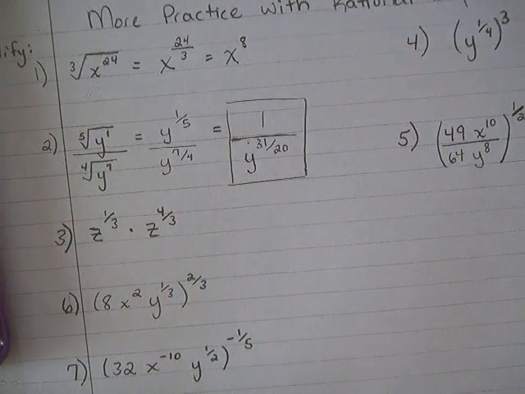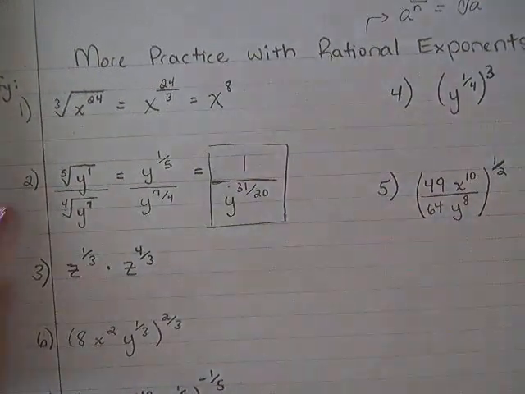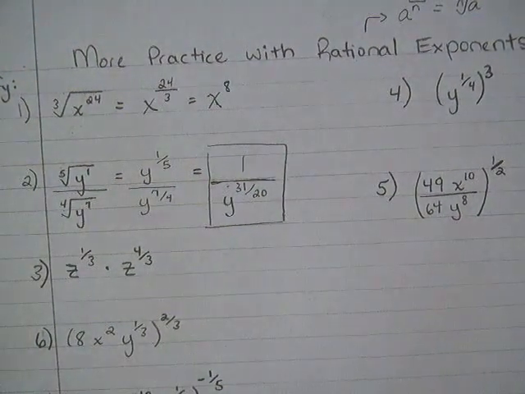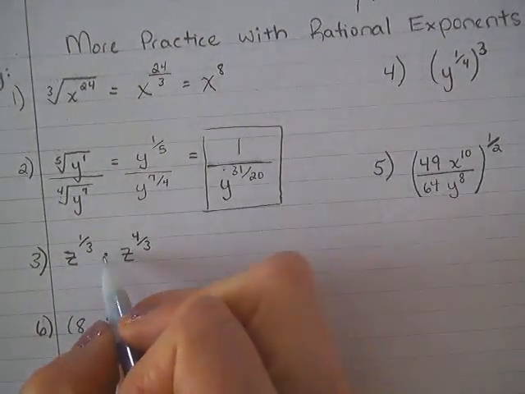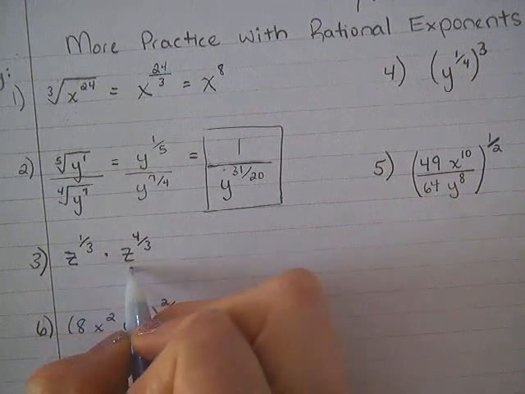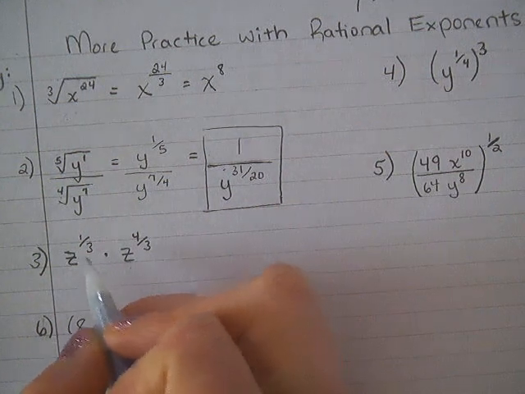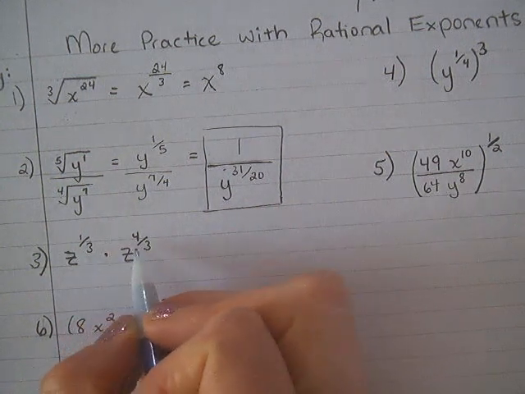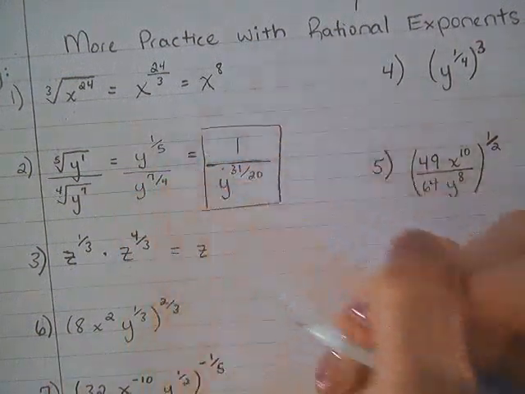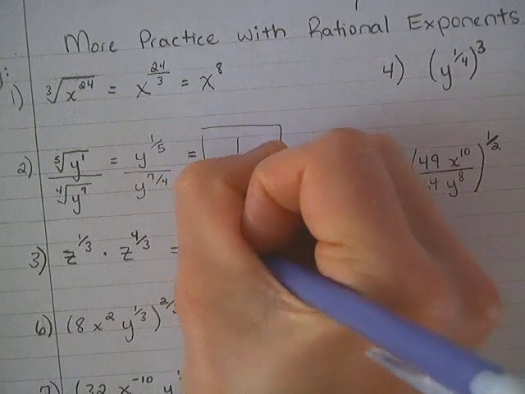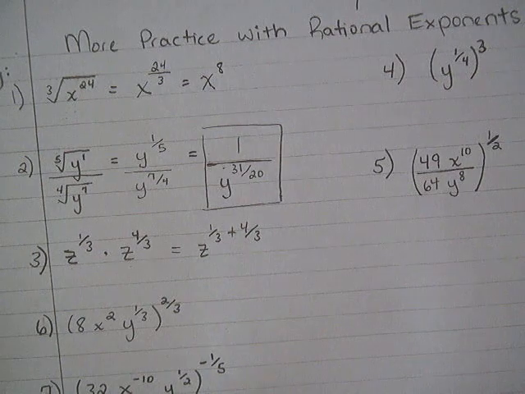Okay. So we're practicing using our rules, and we're practicing learning how to type it in Desmos. And so let's keep going. With number 3, notice we're multiplying two things, and they have the same base. The rule with that is when we're multiplying like bases, we have to actually add their exponents. So when I do that, the base stays the same, and then you simply add the exponents. So that would be 1/3 plus 4/3.